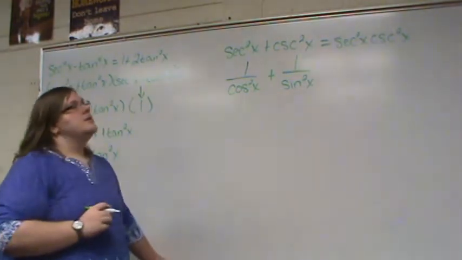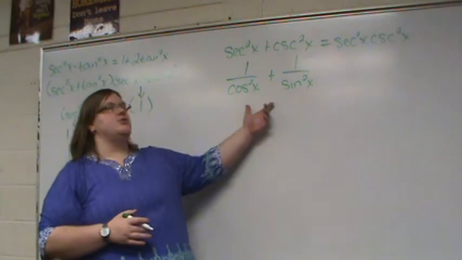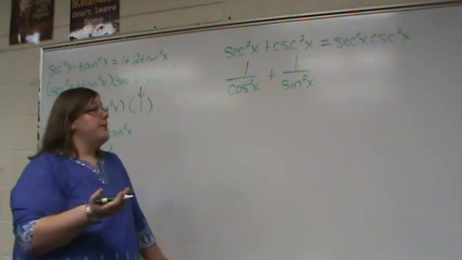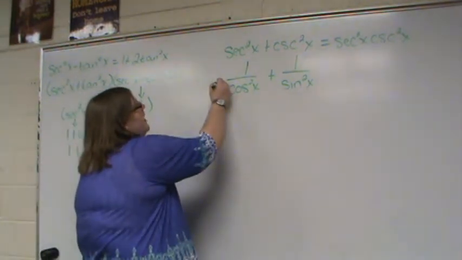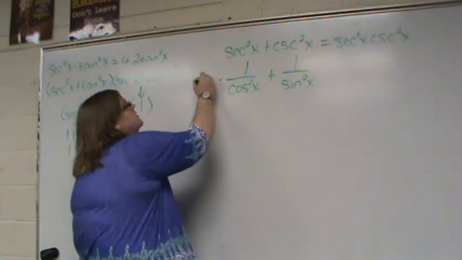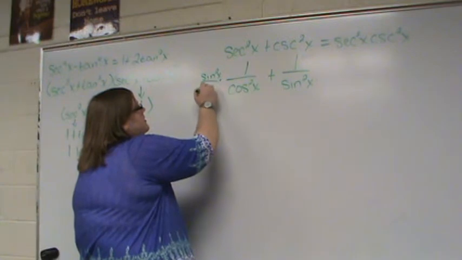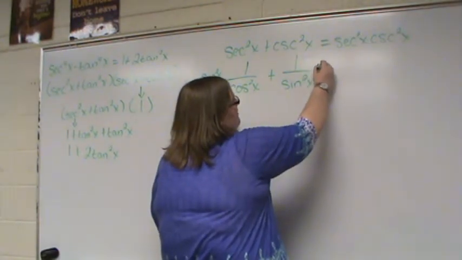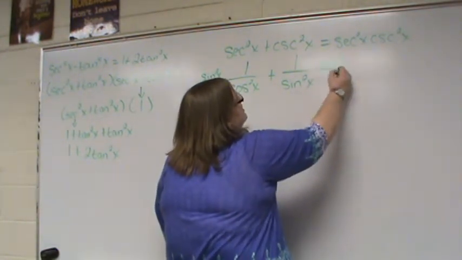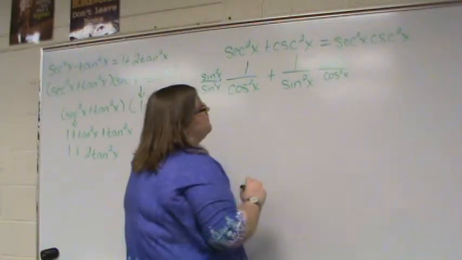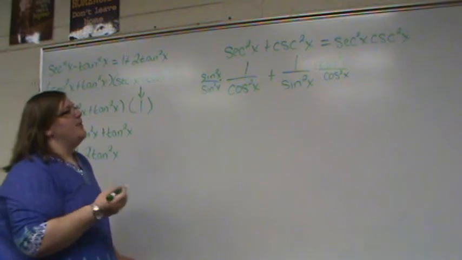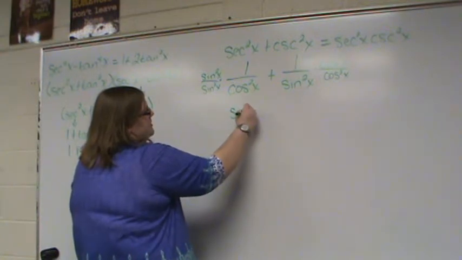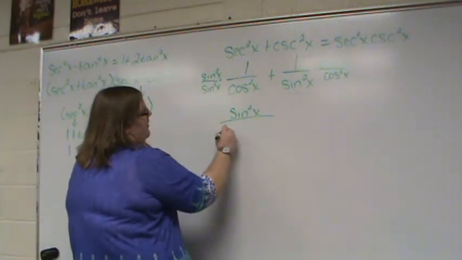Okay. So now, is there a way that I can combine these two fractions? Common denominator. So I have to get a common denominator. What do I have to multiply to get a common denominator? I have to multiply by sine squared x under cosine. And then on this side, I have to multiply by cosine squared x. So when I multiply through, what do I end up with here? I have a sine squared x over my new denominator.